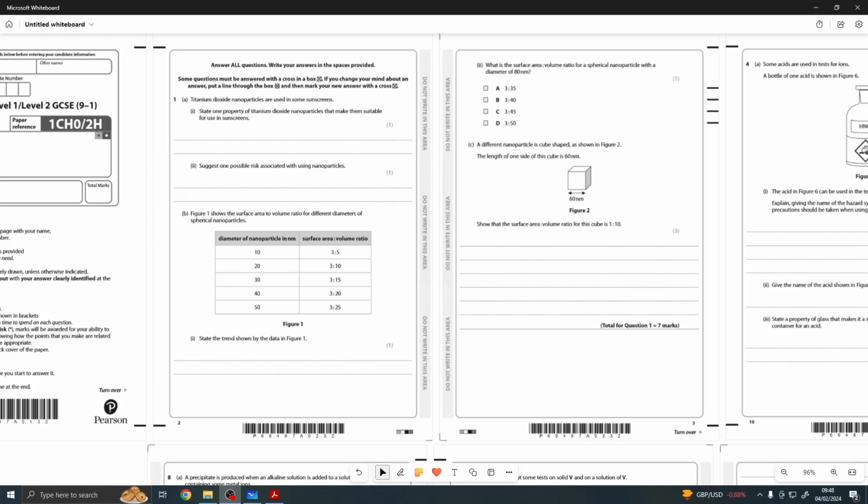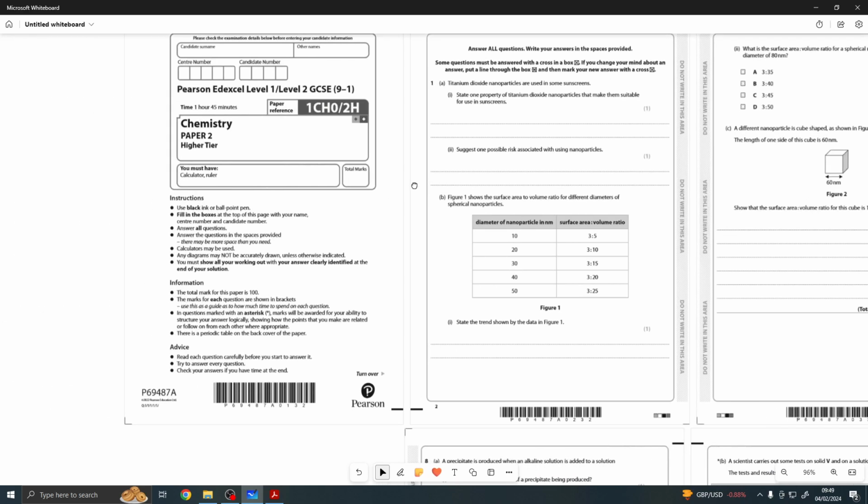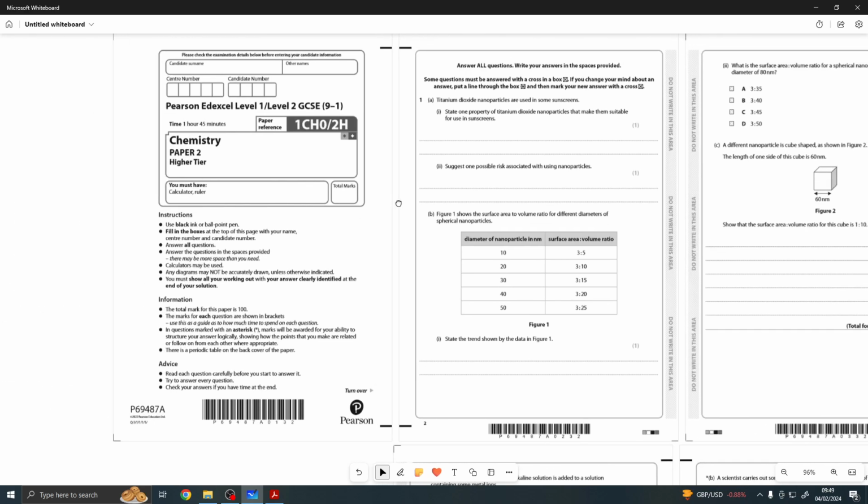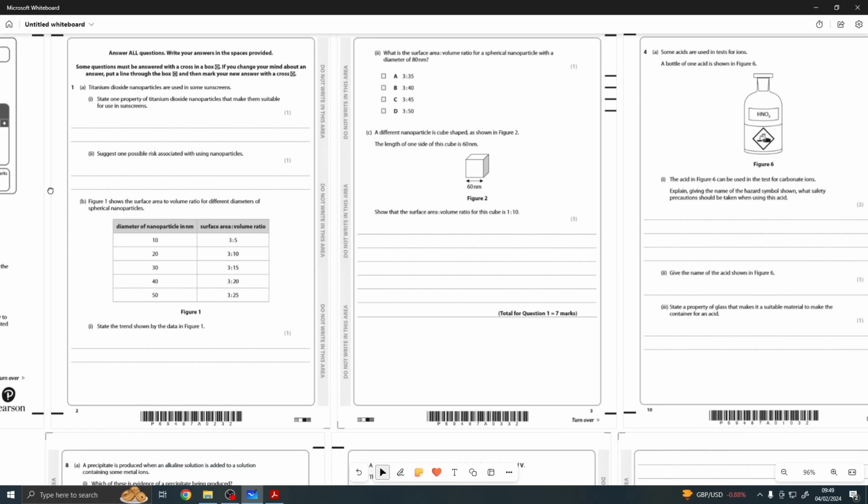Now please note, this is for the triple science content only. This is paper 2 of 2022, but the triple science content only. All the other bits of this paper are part of the combined higher paper, so you need to go and watch the video for that to see the rest of it. This is only the triple content.